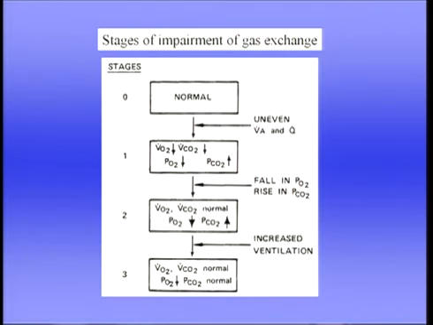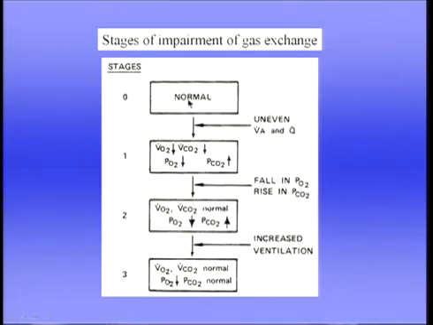Now I want to move to a very important topic, and that is the concept of the stages of impairment of gas exchange with ventilation-perfusion inequality. Let's suppose that we start with a normal lung, and by normal here I mean a lung with no ventilation-perfusion inequality. Essentially our lungs have almost no ventilation-perfusion inequality. Okay, so that's the normal situation.